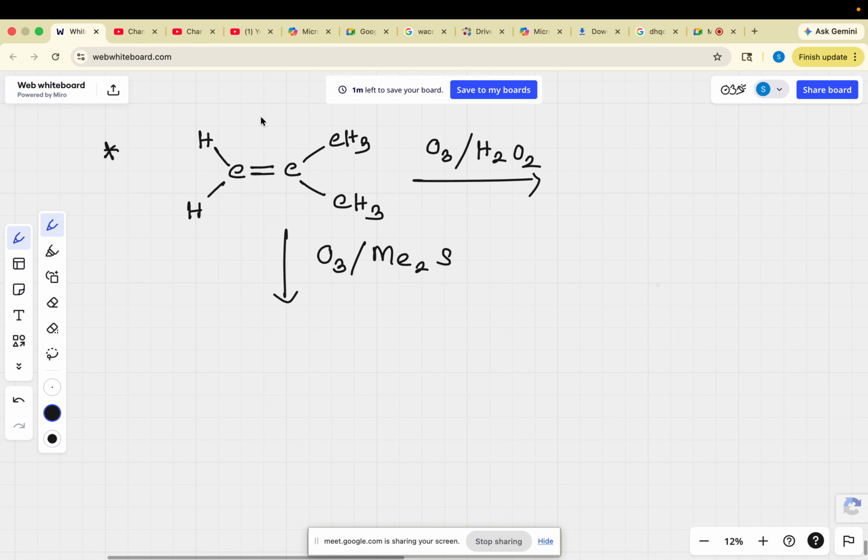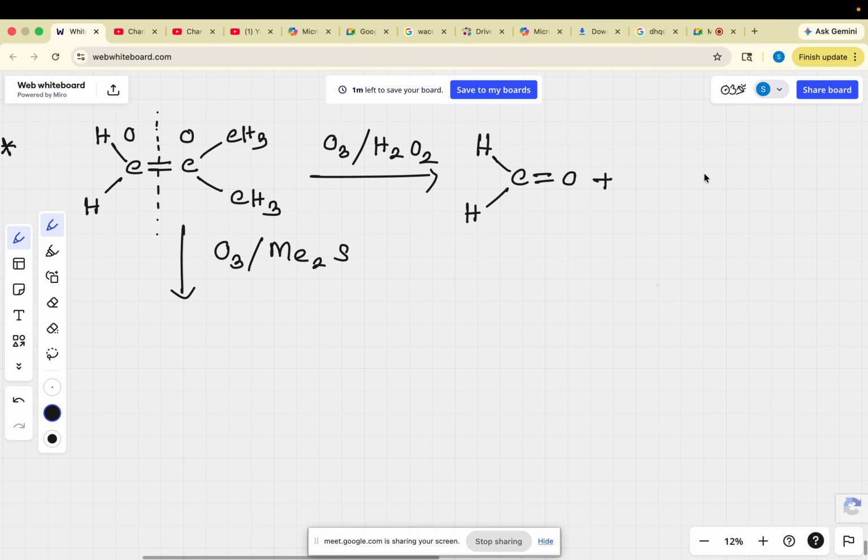How to do ozonolysis? Ozonolysis means you have to remove this double bond. Now attach one oxygen to this side and another oxygen to this side. So what will I get? I will get this. This is your formaldehyde, not acetaldehyde. Acetaldehyde means CH3CHO. So formaldehyde twice, plus what? Acetone.